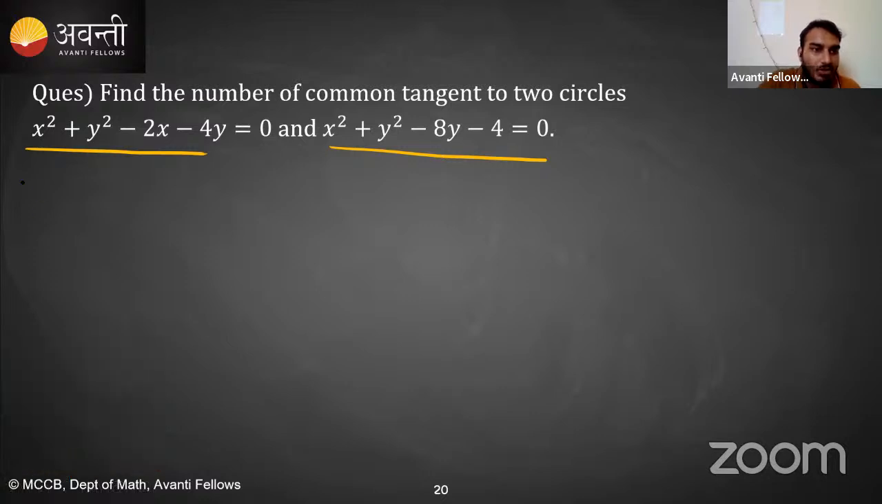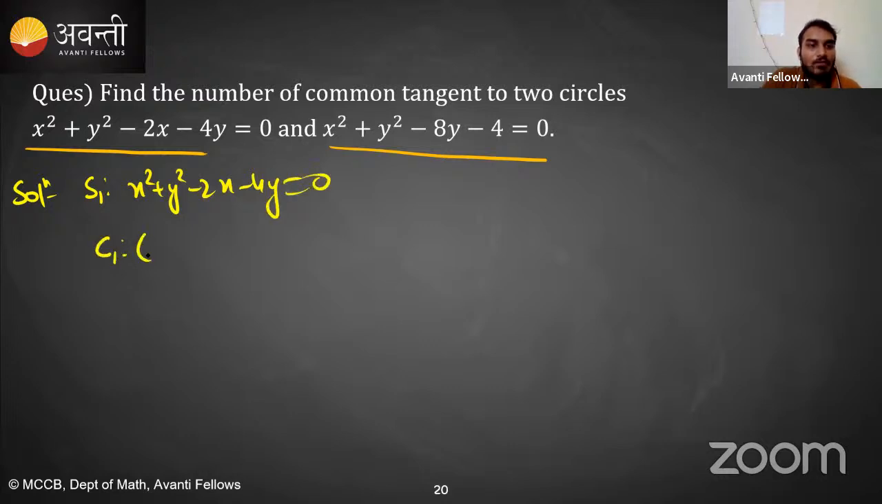Okay. Solution: let's call this circle S1. The circle is x square plus y square minus 2x minus 4y equal to 0. What is the center of the circle? Let's call this center C1. It is minus half coefficient of x, which is 1, and minus half coefficient of y, which is 2. What is the radius of this circle? Radius is under root of g square plus f square minus c. So root 5. Clear?